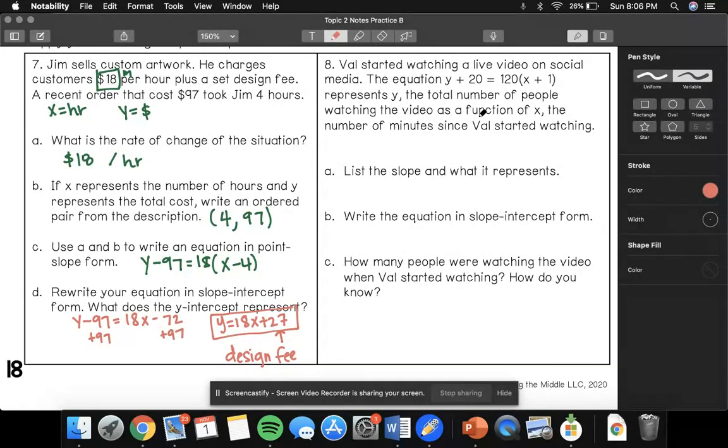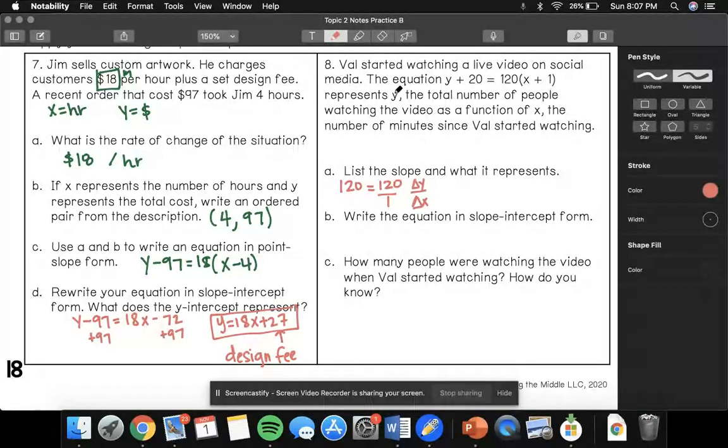Number 8, Val started watching a live video on social media. The equation y plus 20 equals 120 times x plus 1 represents y, the total number of people watching the video, as a function of x, the number of minutes since Val started watching. List the slope and what it represents. So our slope is 120, or we could write it as 120 to 1. Again, this is like the change in our y's. Slope is just the change in the y's over our change in our x's.